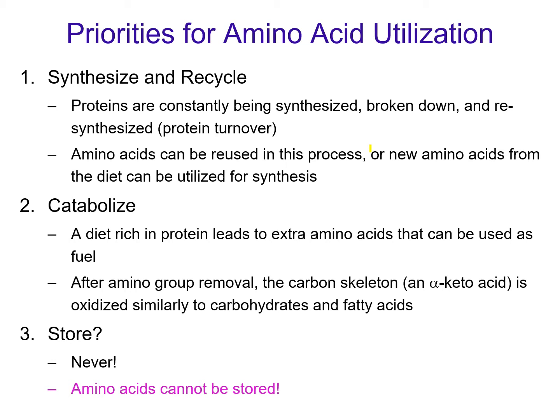If you do have a diet that's rich in protein, like a keto diet or some other kind of diet, or you just eat a lot of meat, a diet rich in protein leads to extra amino acids, more than we actually need for our protein needs. And so we would remove the amino group because that is not used as a fuel. Take the carbon skeleton, which is called an alpha keto acid, and we'll look at that very shortly. That alpha keto acid is then pushed into the citric acid cycle, similar to how carbohydrates and fatty acids are pushed into the citric acid cycle.